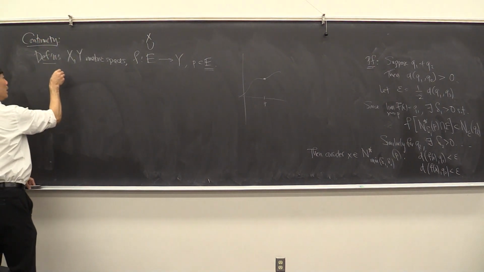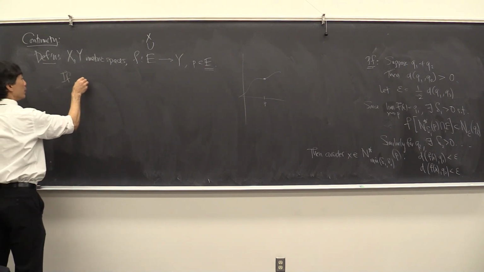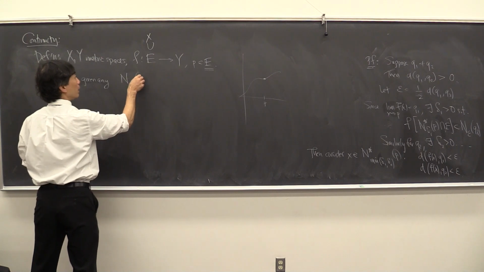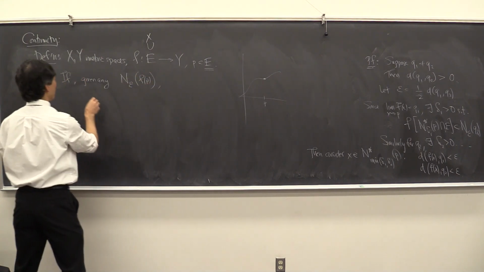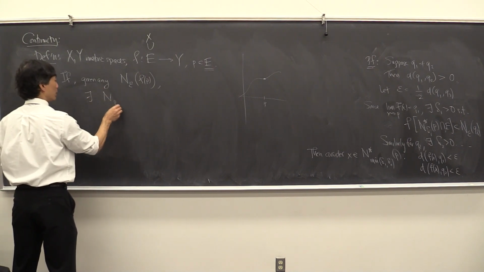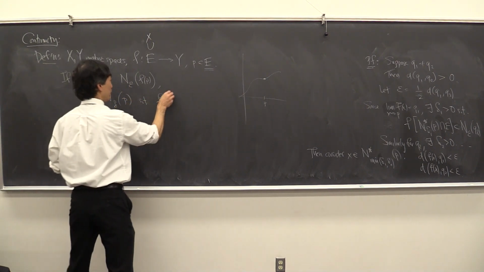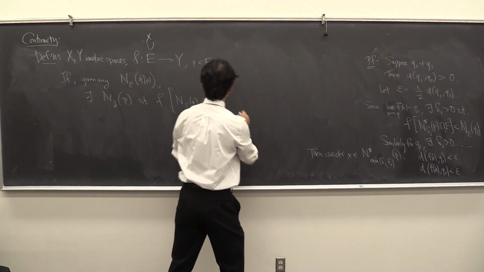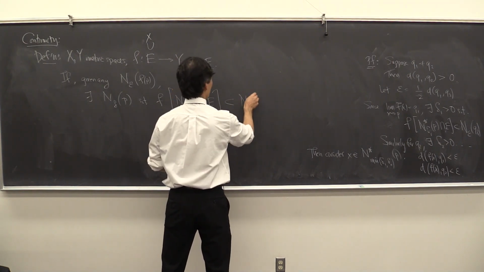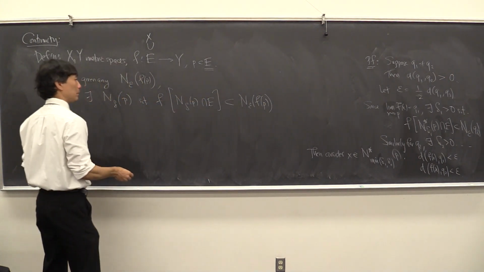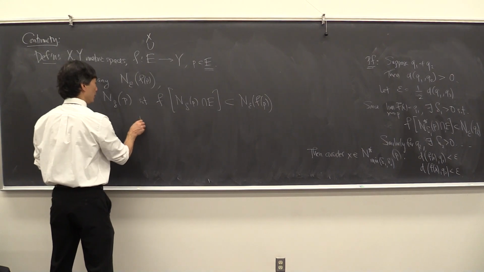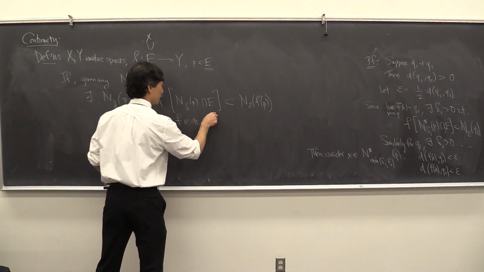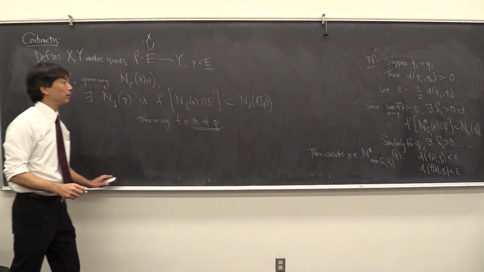Okay, so here's the definition: if, given any epsilon neighborhood around f of p, there exists a delta neighborhood around p such that f of the delta neighborhood intersect e is contained in the epsilon neighborhood, then we say that f is continuous at p.